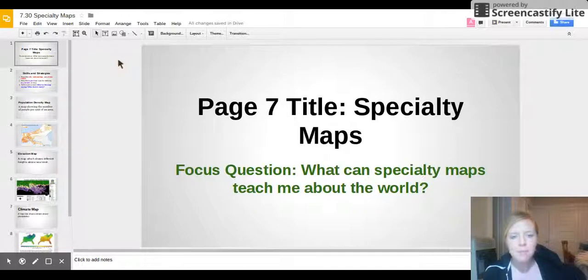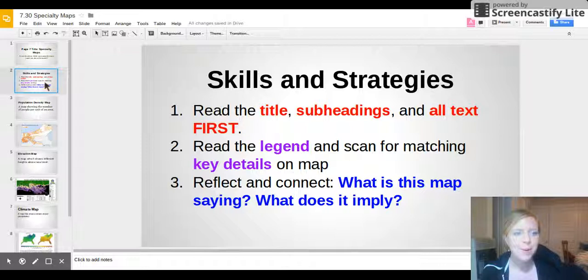Now, a specialty map is any kind of map that shows us something extra beyond just a physical representation of what the Earth looks like. I'll show you a bunch of examples so you'll know what I'm talking about in a second. Some skills and strategies for looking at specialty maps.